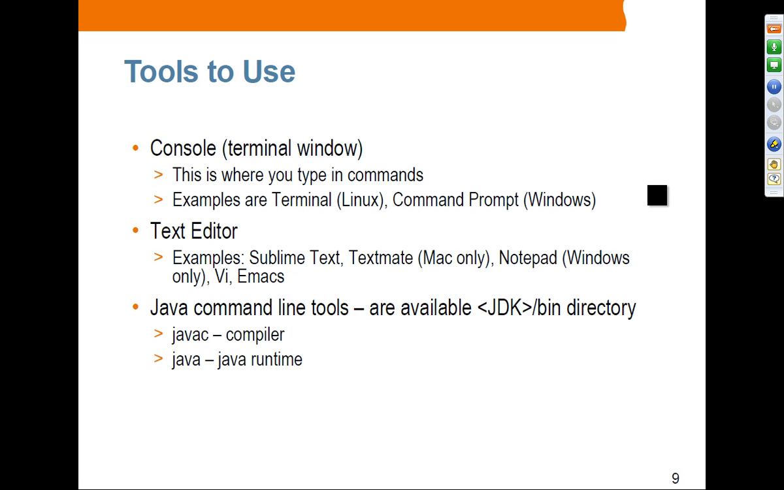And then you are going to use any editor of your choice. So on Windows, you could use Notepad. You could use TextMate on Mac, and one of the most popular editors these days is Sublime Text. So I'm using Sublime Text for most of my, let's say, Ruby on Rails development. And then you're going to use the Java command line tools that come with the JDK. Okay, so mainly we are going to use a compiler, which is javac, and then the Java runtime environment, which is represented by java.